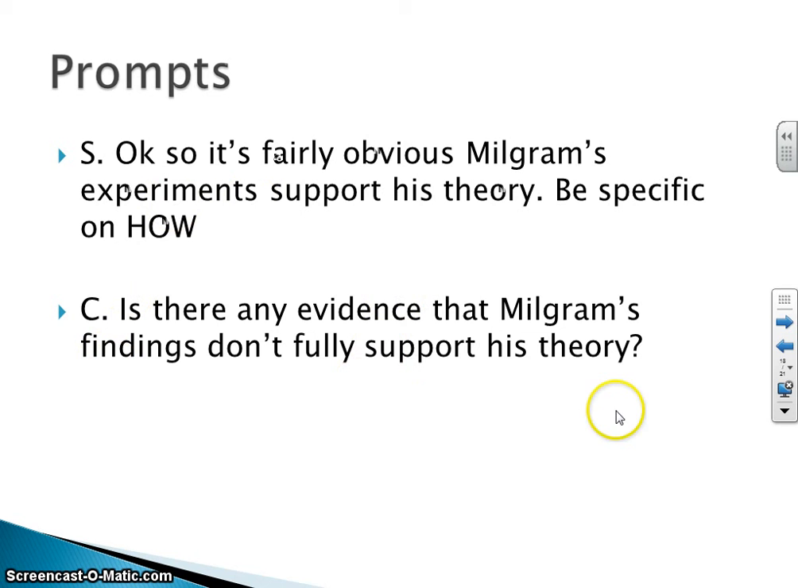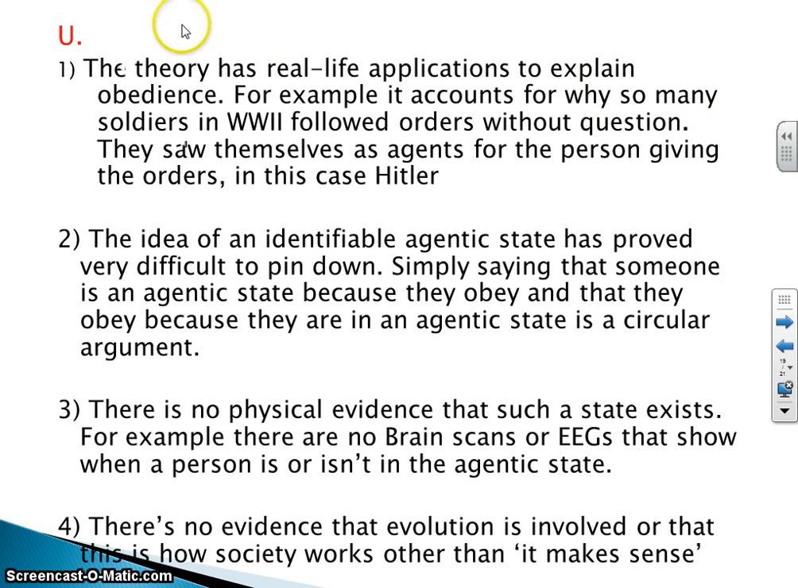However, conflicting evidence people often miss out is that if 65% of people gave the shock, that means 35% didn't. Milgram's agency theory has no way of explaining why 35% of people resisted. And we'll talk about other theories of obedience in another video, which obviously shows why that might be. But the agency theory at the moment says that everyone will do this, and it doesn't explain why some people resisted.